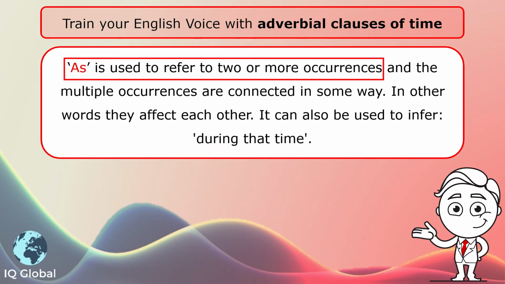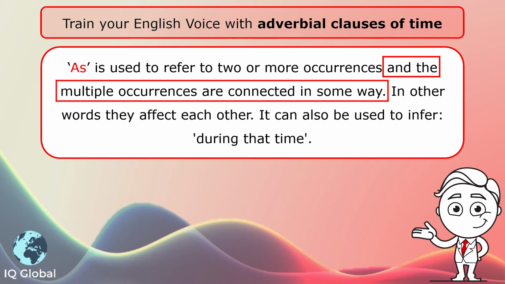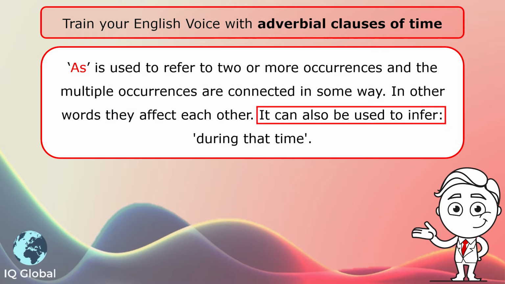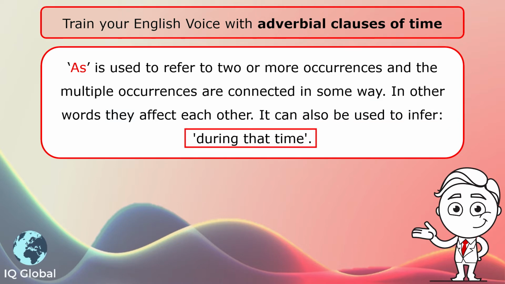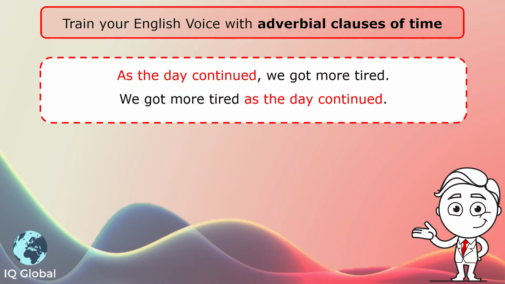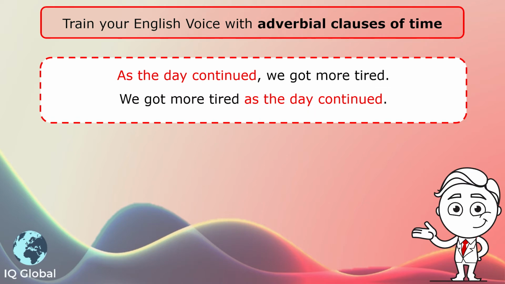As is used to refer to two or more occurrences, and the multiple occurrences are connected in some way. In other words, they affect each other. And it can also be used to infer during that time. So these two examples: as the day continued, we got more tired. Here the clause is at the beginning of the sentence. Or, we got more tired as the day continued. The adverbial clause is at the end of the sentence. Both sentences mean the same thing. The two occurrences, because the day is long, they are getting tired. They are affecting each other.